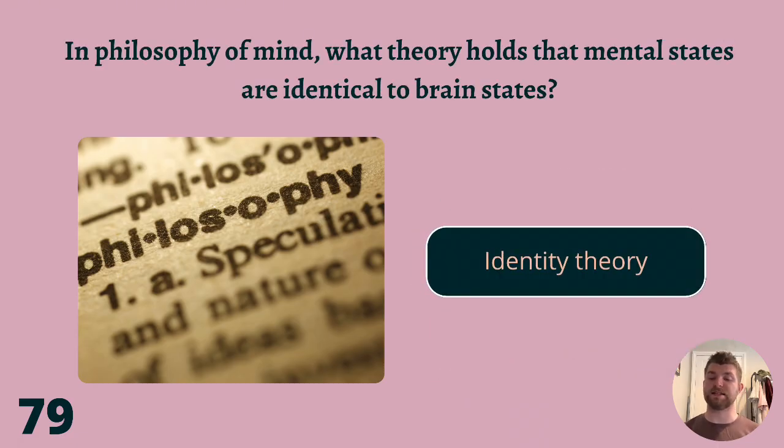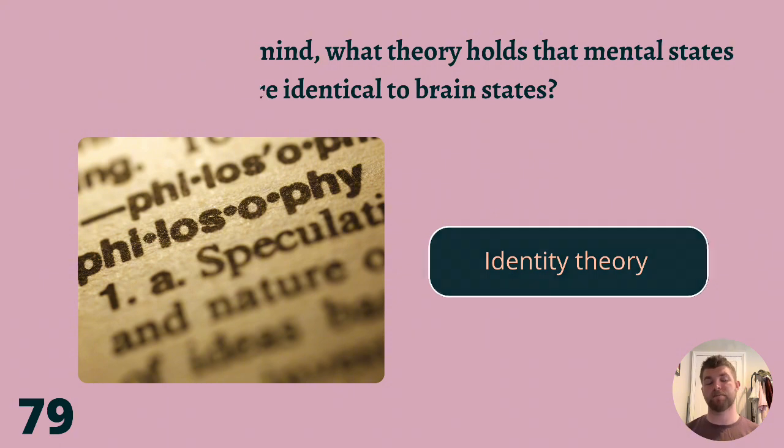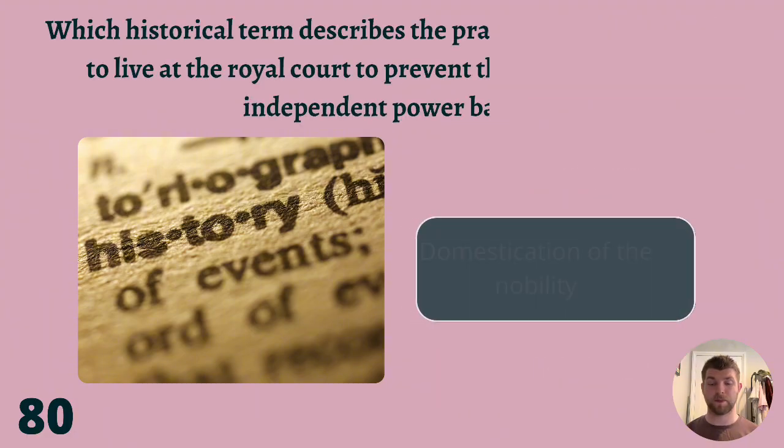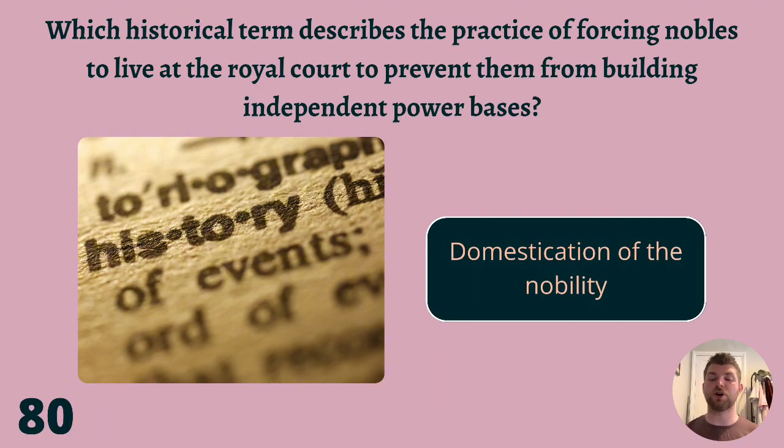The answer is identity theory. Question 80 next. Which historical term describes the practice of forcing nobles to live at the royal court to prevent them from building independent power bases? Clientelism, domestication of the nobility, or patronage? The answer is domestication of the nobility.